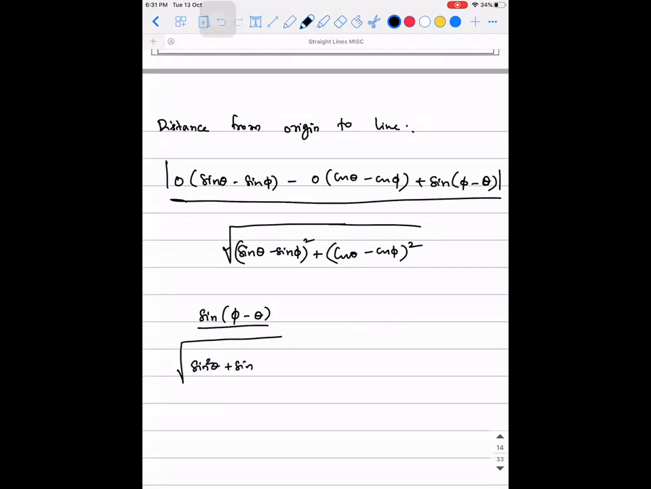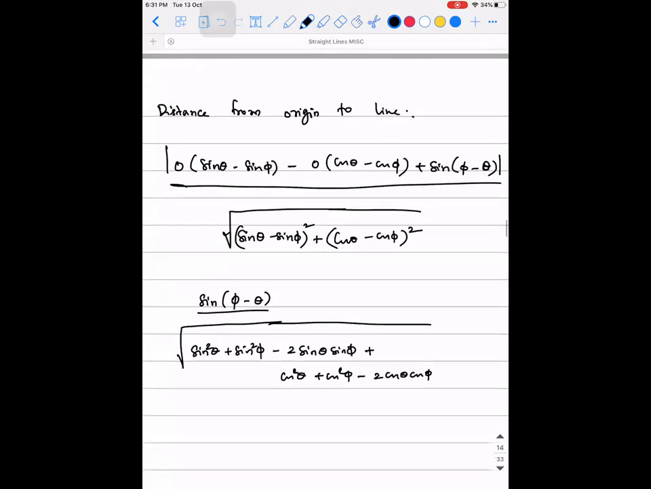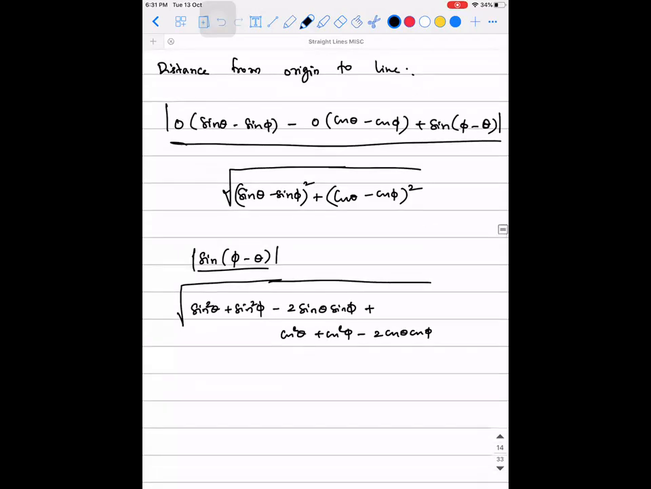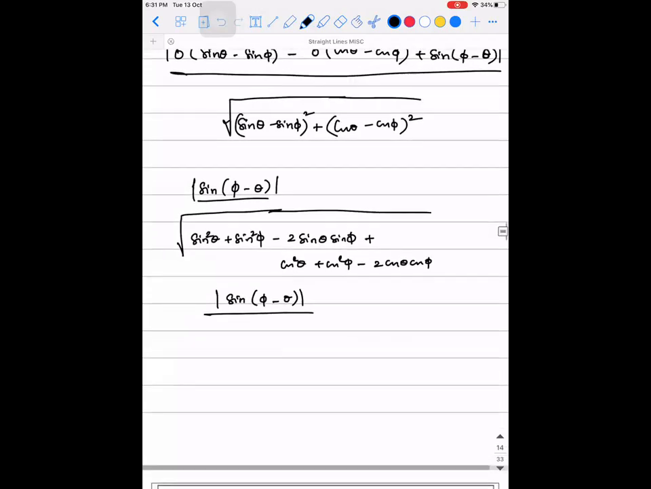sin square theta plus sin square phi minus 2 sin theta sin phi plus cos square theta plus cos square phi minus 2 cos theta cos phi. Okay, so if you take it within a modulus, it is modulus of sin of phi minus theta, the whole divided by sin square theta plus cos square theta is 1, plus sin square phi plus cos square phi is 1, minus 2 into sin theta sin phi plus cos theta cos phi.